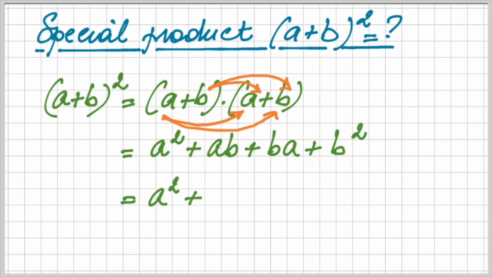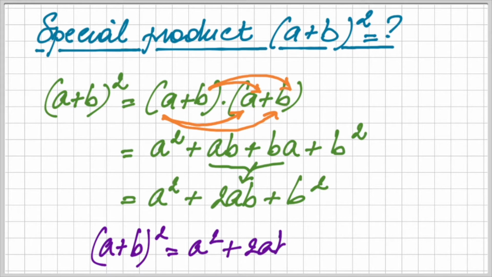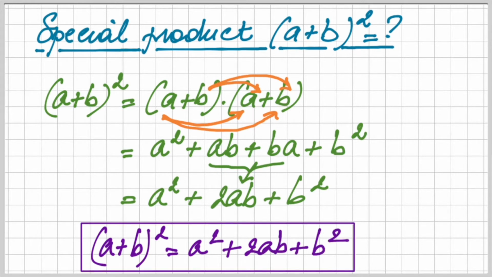Now we say this is a², and since a times b and b times a are the same, we can add them and write it as 2ab. And the last term is b². So we can conclude here that the special product of (a + b)² is equal to a² + 2ab + b².